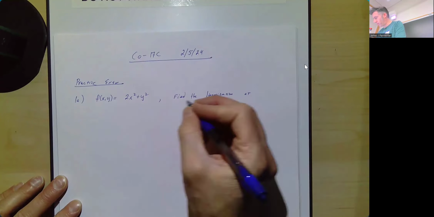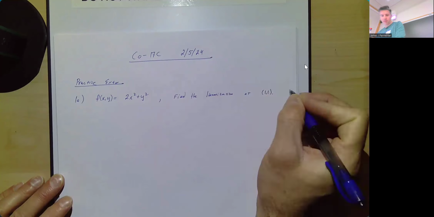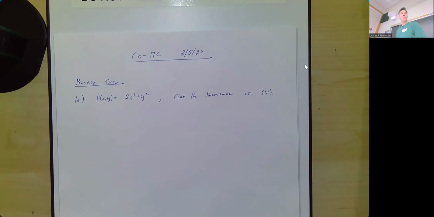So question 1A, find the linearization at the point 1, 1. And then there's some other stuff you asked, but let's just do that part first. So linearization at the point 1, 1. So great. So you have to remember the formula for linearization.